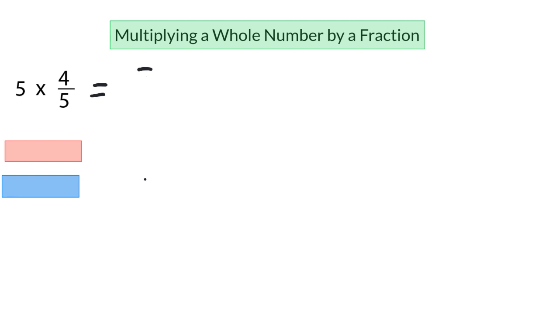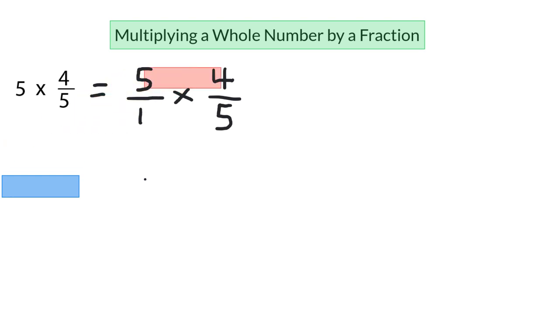I'm going to rewrite this as 5 over 1. So I'm giving the whole number a denominator of 1, and I'm going to rewrite the rest of the question just as it is, 4 over 5. And now, just like I have taught you, we're going to multiply the numerators, 5 times 4, and we're going to multiply the denominators, 1 times 5. So let's do the math. So we know that 5 times 4 is 20, and we know that 1 times 5 is 5.